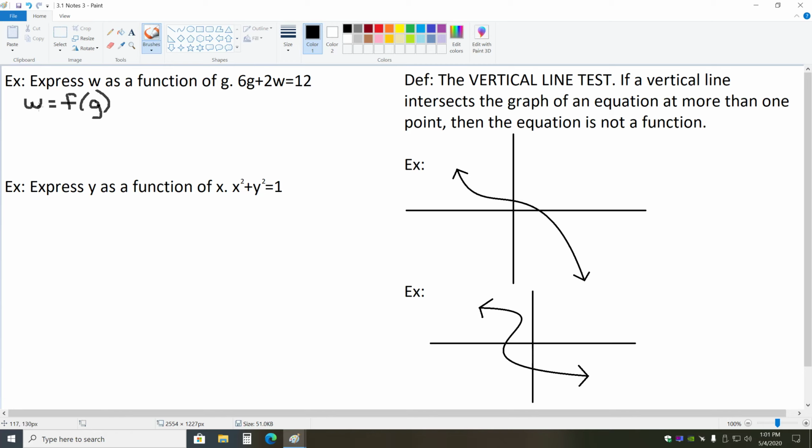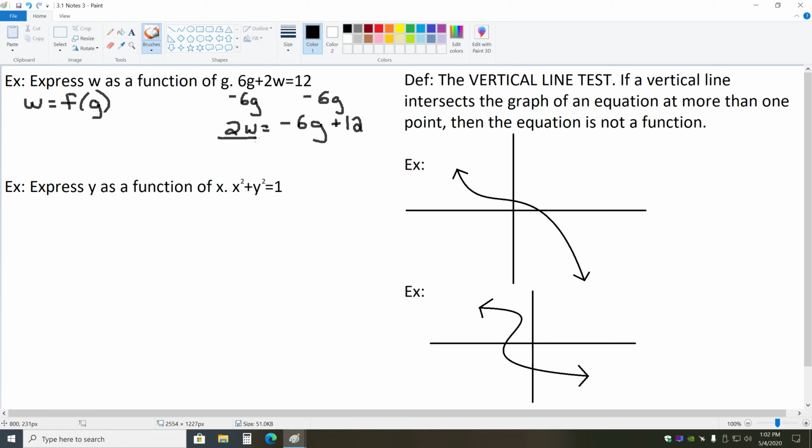So how do we do that? Well, we have to get w completely alone, just in terms of g on the other side of the equation. G and constants, that is. So the first thing we would have to do here is subtract this 6g from each side. Since we have 6g plus 2w equals 12, we'll subtract 6g from each side, which gives us 2w equals 12 minus 6g. We'll write it in order variable first. So negative 6g plus 12.